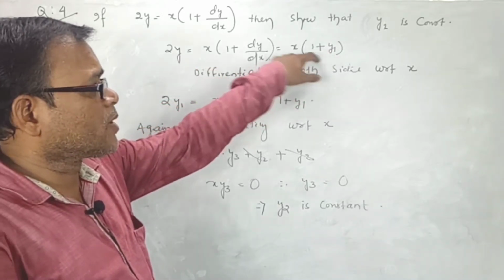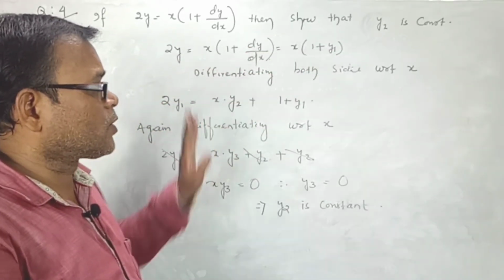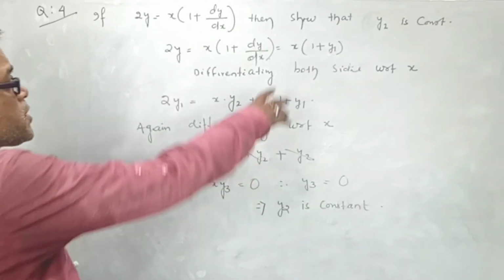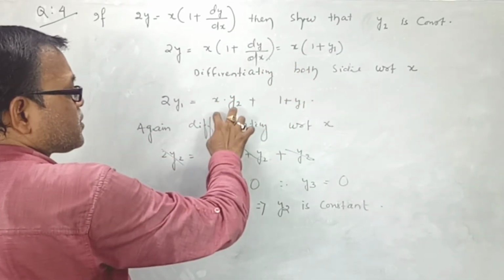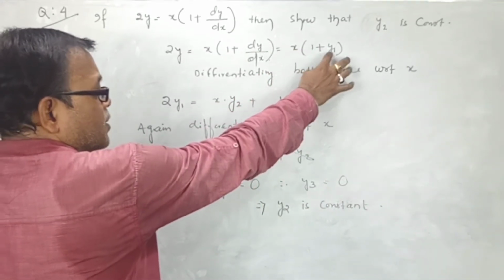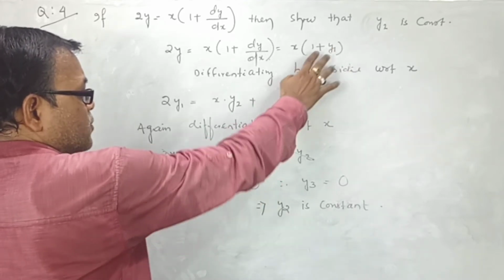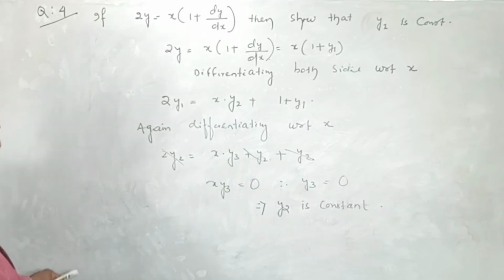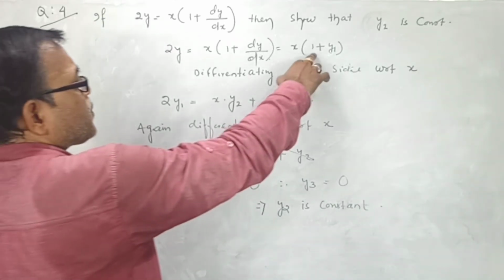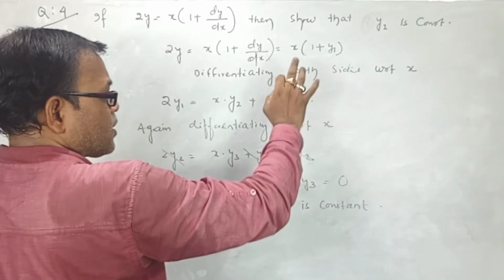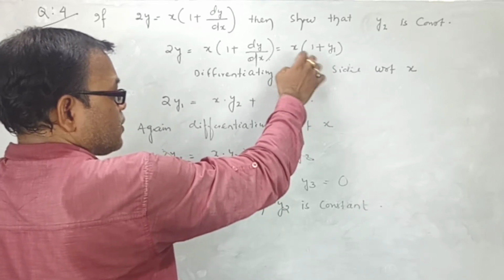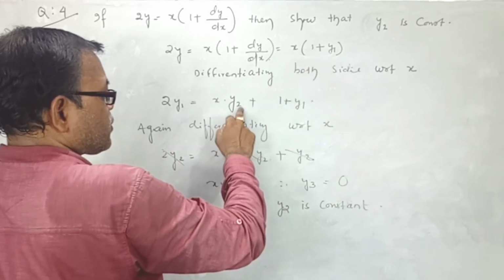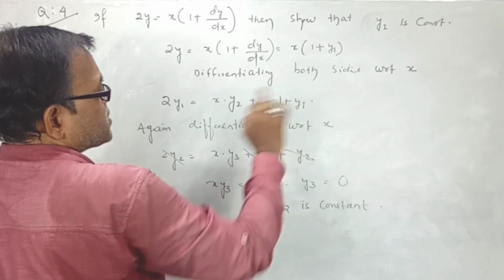x into 1 plus y1 will be differentiated by using the product rule: first into derivative of second, plus second into derivative of first. First into derivative of second: 1 plus y1, its derivative is y2, because 1 is constant, its derivative is 0. Plus again 1 plus y1, derivative of x is 1. You applied the product rule here.